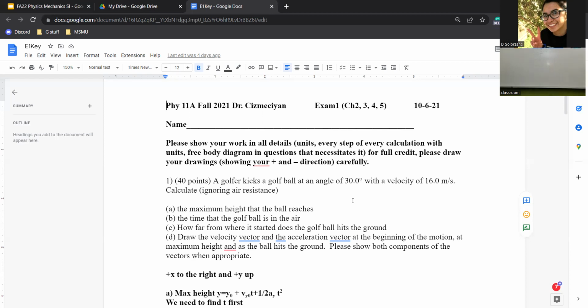I'm not good enough to do it off the top. 0.816 seconds. Cool. And then from there, now we can use this equation because now we have our t.